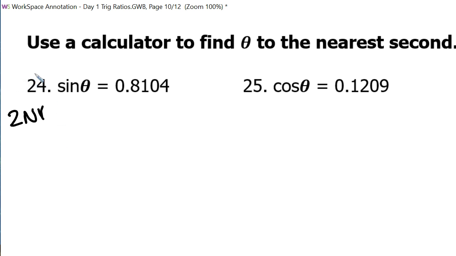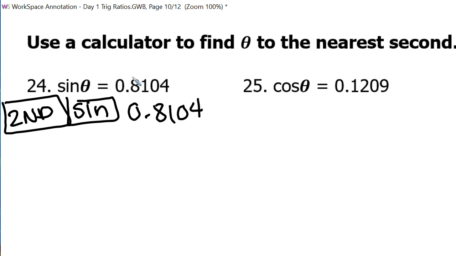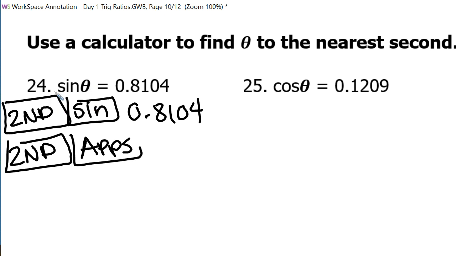So second, and then sine of 0.8104. Then after you do that, step 2 would be second apps, number 4. So that's what you need to type in. So second sine, 0.8104. Now I'll do this one with you. I'll let you do the rest. So second sine, 0.8104.